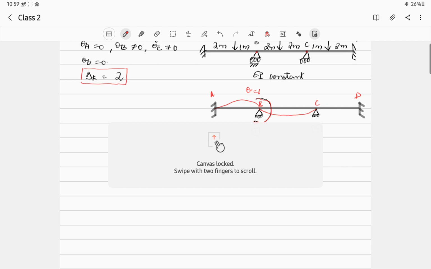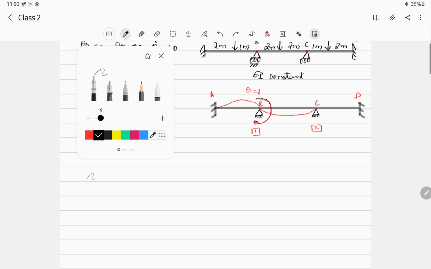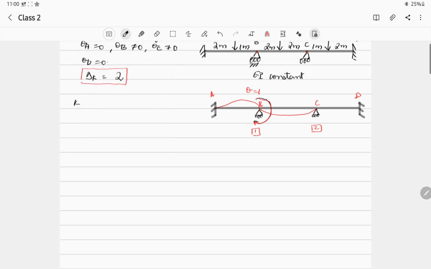So what happens here, you can see what I will do. This is 1 1, so I'll write here K11. K11 is equal to, so what happens here, I am rotating at B. So K11 will be equal to 4EI by L when you see from B to A. When you see from B to A, the stiffness will be equal to 4EI by L.